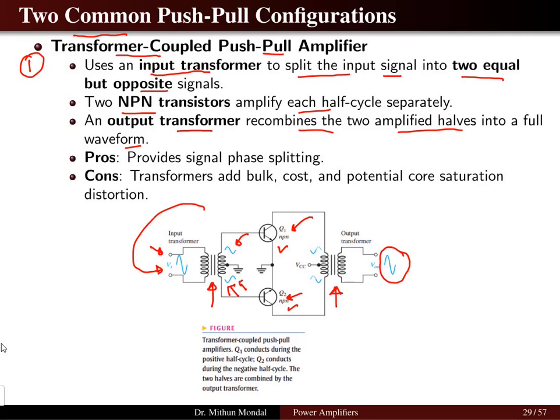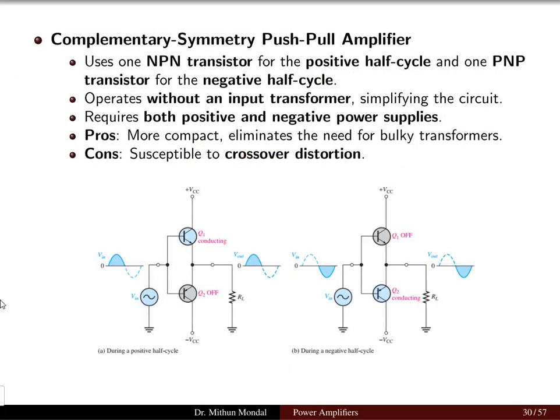The advantage is that it provides signal phase shifting, but since we are using transformers, it adds bulk, cost and potential core saturation distortion. So this configuration, which uses a transformer at the input and output, makes the circuit bulky and costly.